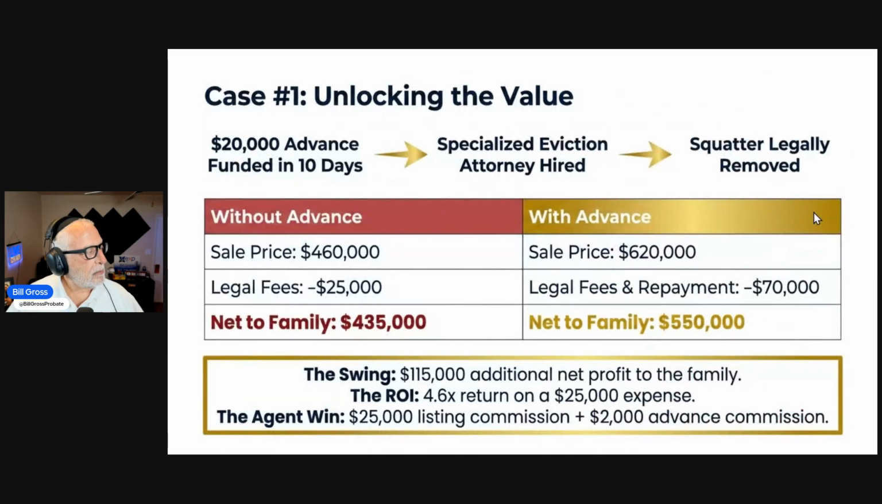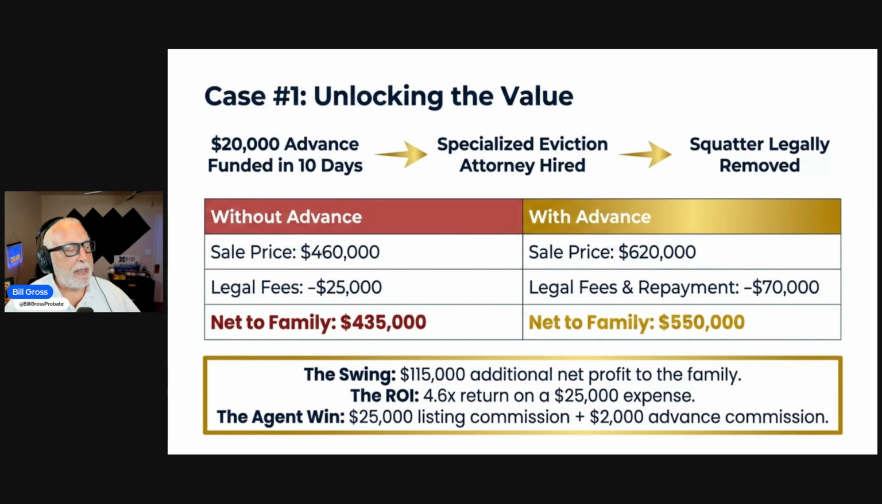Now, take a look: without the advance, you're going to get $460,000 with legal fees, maybe net $435,000. With the advance, it was $620,000, less legal fees and repayment. She took some additional cash for some other personal needs, which was nice. They got $550,000 and an extra $115,000. Now, the repayment on the probate advance is always expensive. It could be like 30% of the money they're getting. So if they get $10,000, they pay back $13,000.